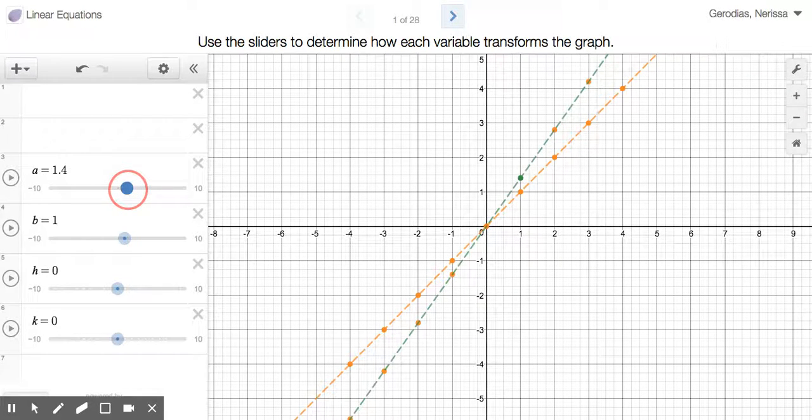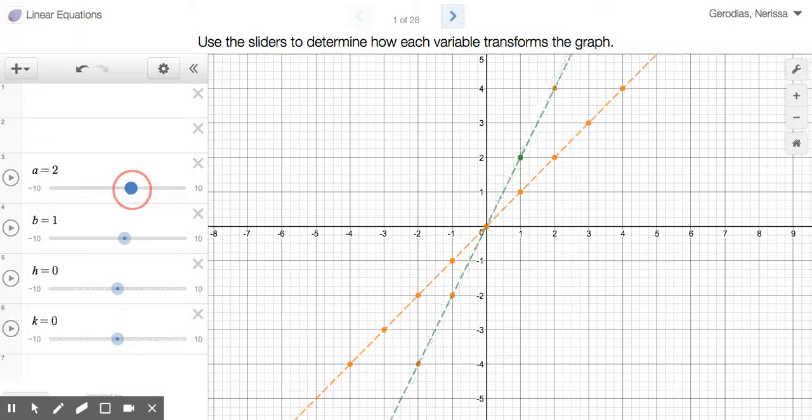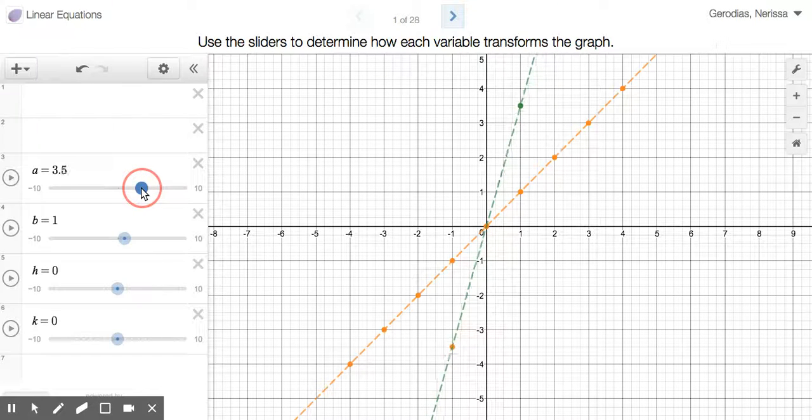If we make A higher than 1, the green point goes up. So when A is 3, the green point is now at 3. It used to be at 1. Then it went up to 3. If we make it 4, then it goes up to 4. This is called vertical stretching. If we put it back to the default one, we're back to the original line or the parent function for a linear function.